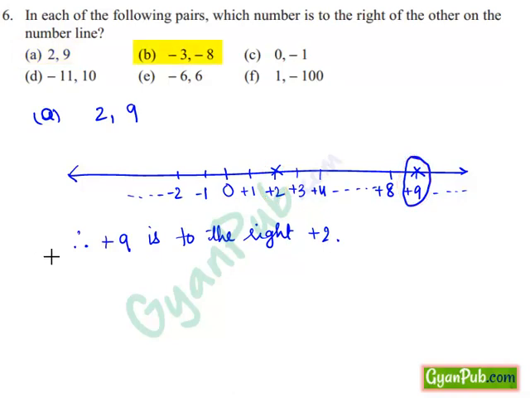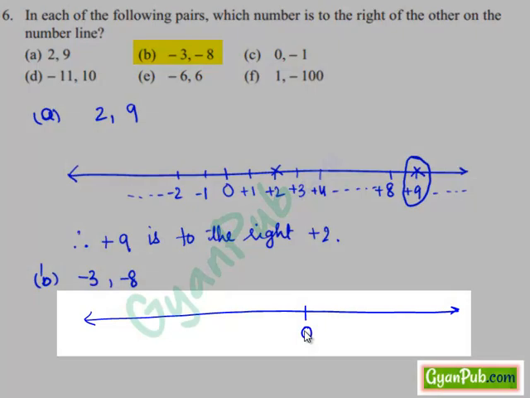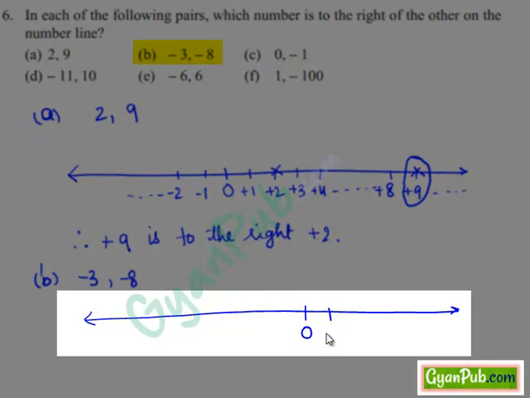Next, take down the B bit, minus 3 and minus 8. To write which number is to the right of the other on this number line, first we will draw a number line. On this number line, 0 is the middle value. Right side of 0 are positive values like plus 1, plus 2 and so on. Left side of 0 are negative integers minus 1, minus 2, minus 3, minus 4, minus 5, minus 6, minus 7, minus 8 and so on.